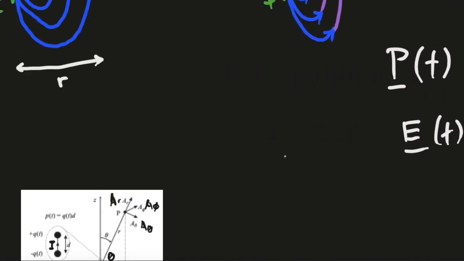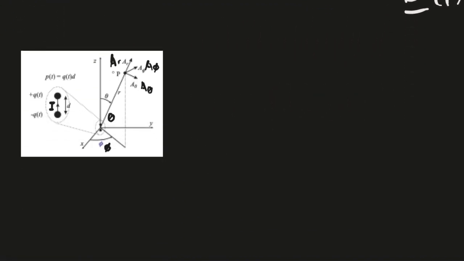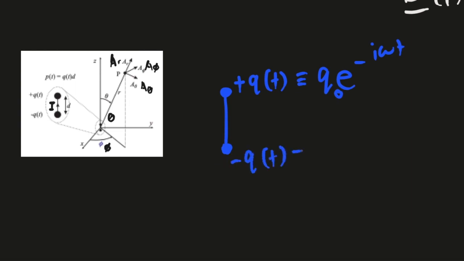Now, let's look at a Hertzian dipole. I have a diagram here. What we have for a Hertzian dipole is each charge. We have something that looks like that. This is plus q(t), which is equivalent to q naught e to the negative i omega t, and this is minus q(t), so negative q naught e to the negative i omega t.